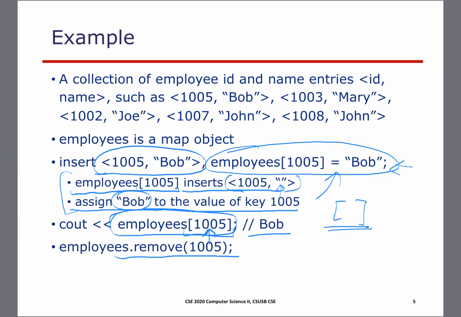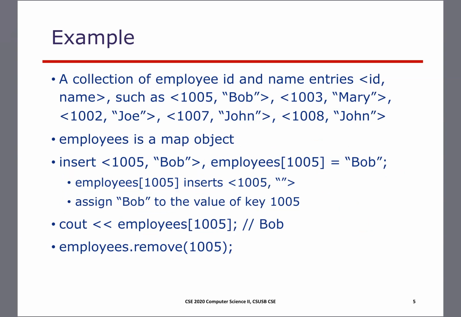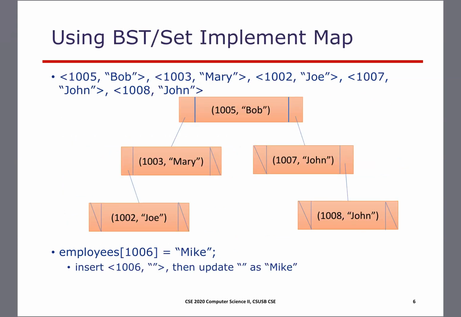We also have the remove operation. We pass the key value to the remove operation, and this operation will remove the entry with the key 1005. It removes the entry with this key value. Okay, this is the map abstract data type. And now let's take a look at how to implement the map abstract data type.